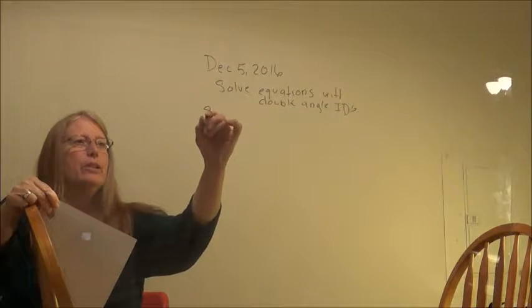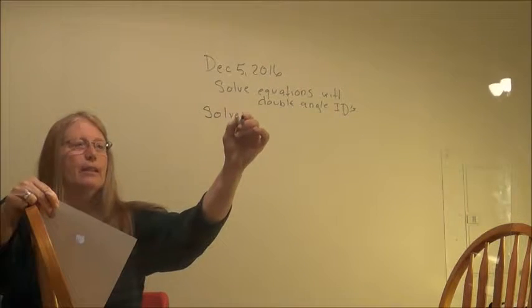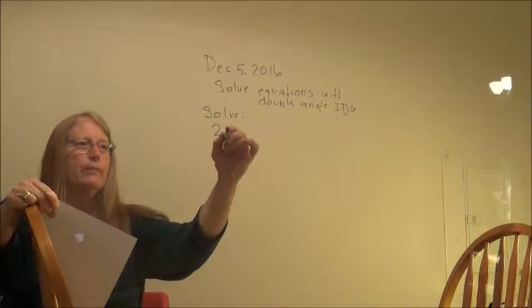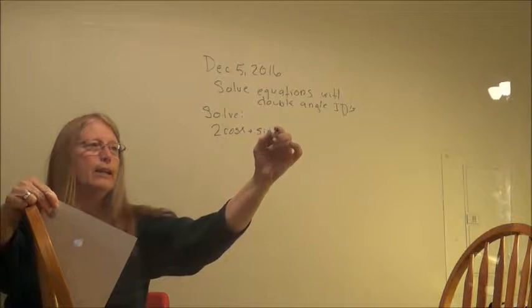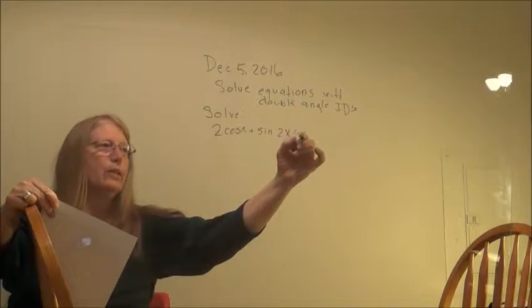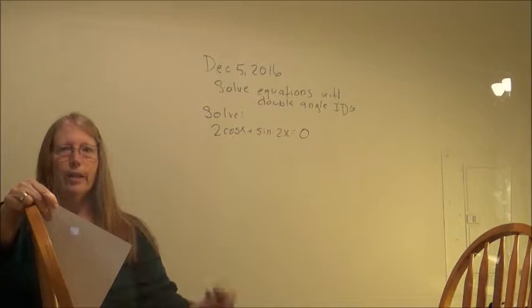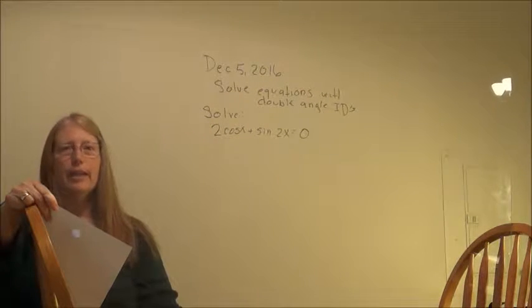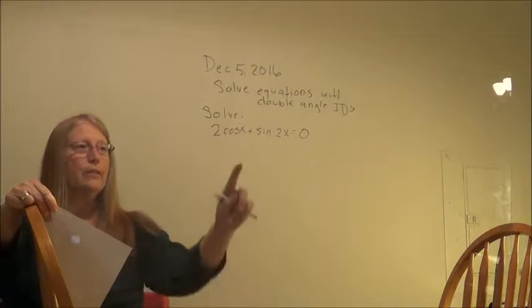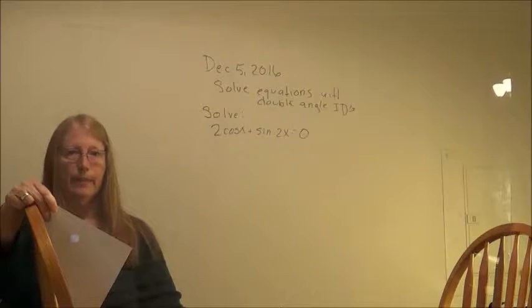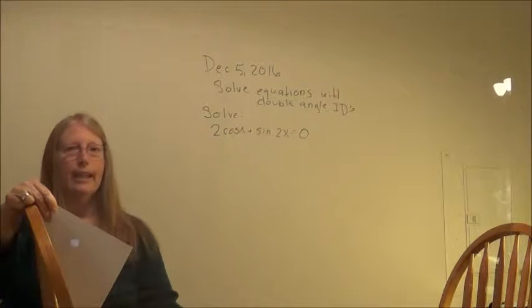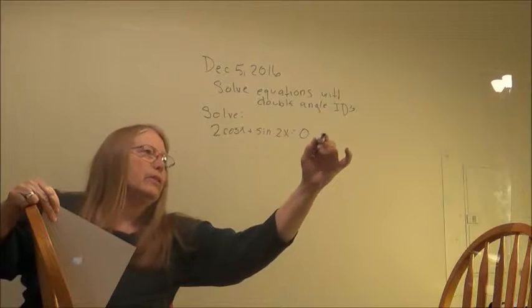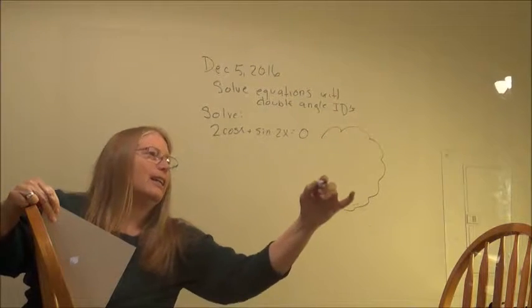So the first one I want you to do is solve this equation: 2 cosine x plus sine of 2x equals 0. Recall the word solve means to find all the expressions for x that will make this a true statement. So I noticed that there's a double angle, a sine of 2x, and that has been in our work lately. So someone's thought cloud. Shannon, thank you.